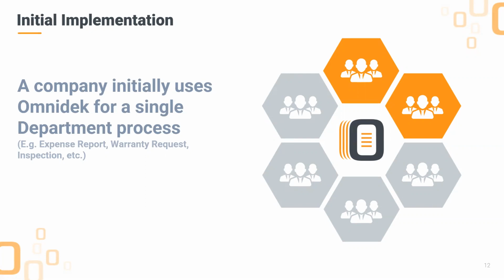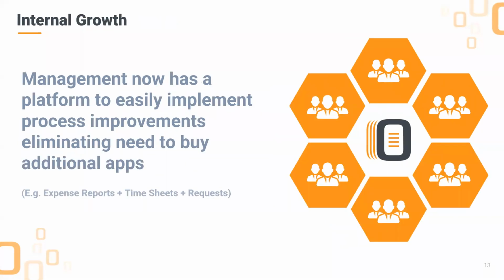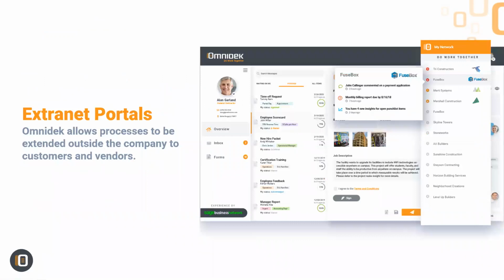And then as they become more comfortable with the system, they'll add a process or add another process and a few more users. And eventually it starts to become this infectious, really, really good and healing automation in their company. So management now has something they can easily use to implement new process improvements instead of applications, and eliminate all that new software as a service cost.